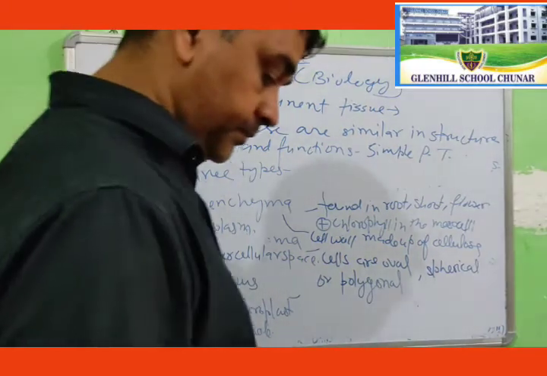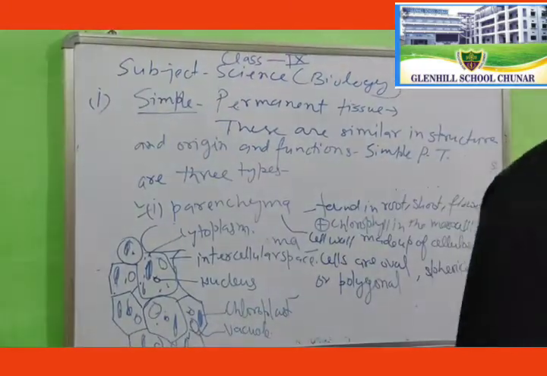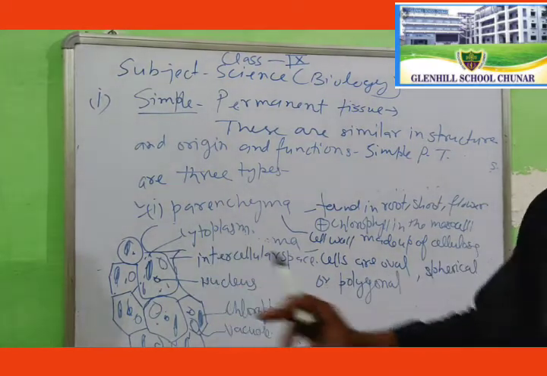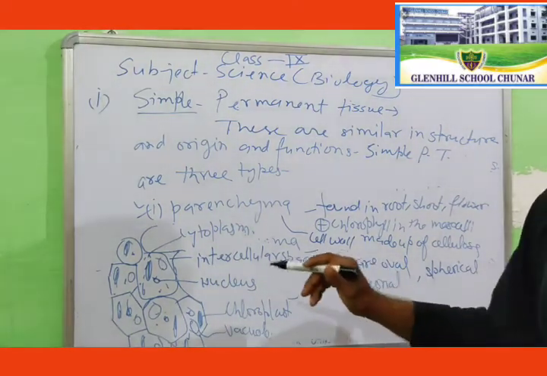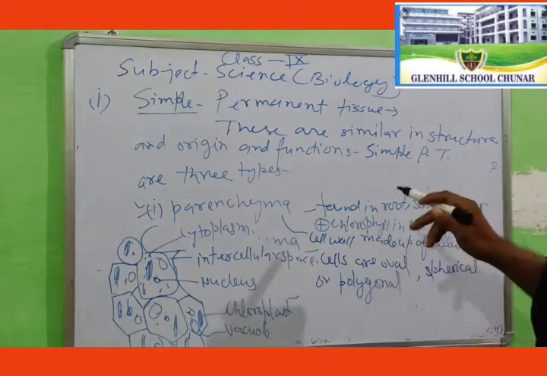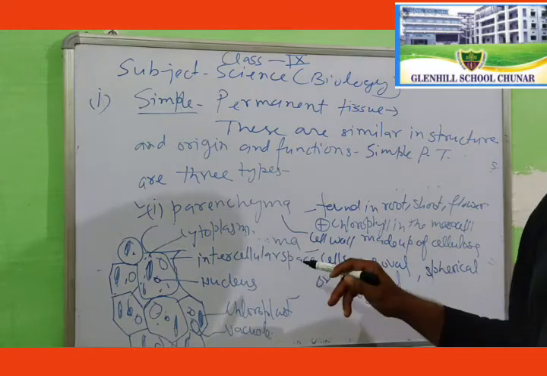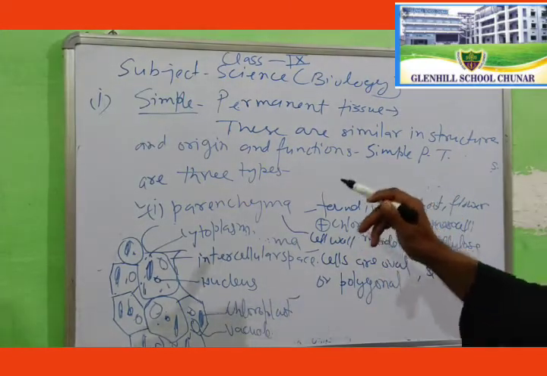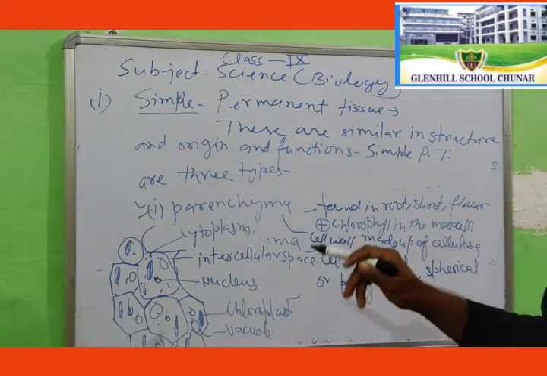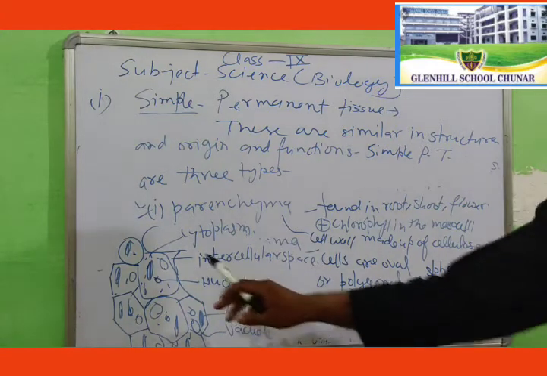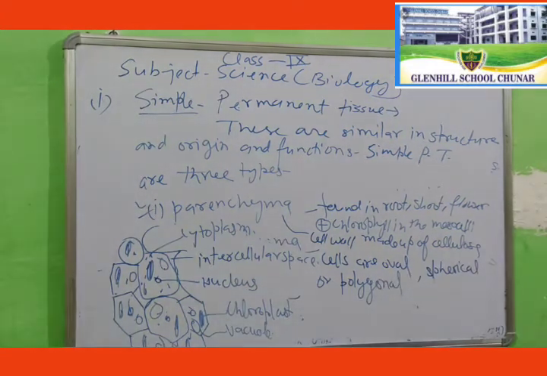So student, the parenchymatous cells are generally oval shaped or spherical or polygonal. Their spaces are found between the two cells, that is the intercellular space. Parenchymatous cells contain the chlorophyll, which is responsible for the photosynthesis. Okay? So draw the diagram and write 2-3 words about the parenchyma.